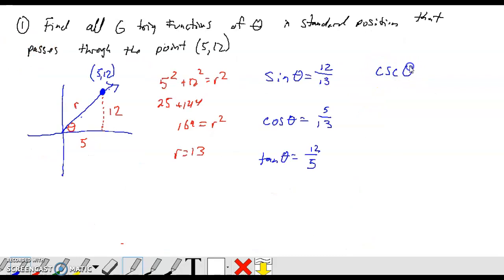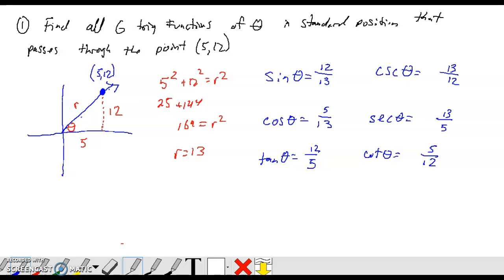So cosecant of theta is 13 over 12. The reciprocal of cosine is secant, 13 over 5. And then cotangent of theta, 5 over 12. We want to make sure that we leave all of our answers as fractions. Don't simplify it. Leave it as a fraction. It'll make life a lot easier for you.